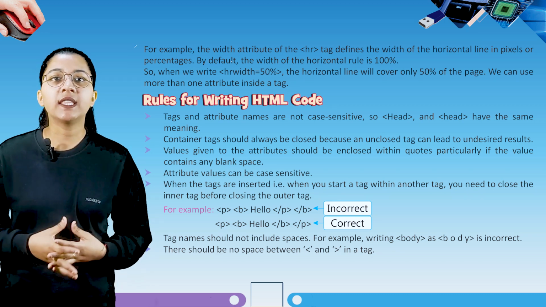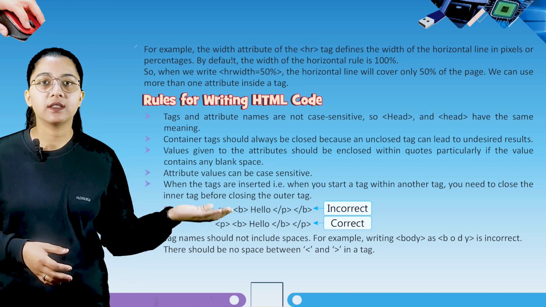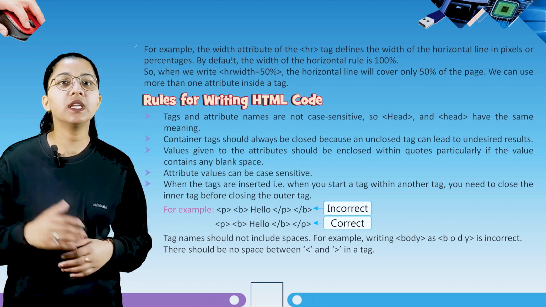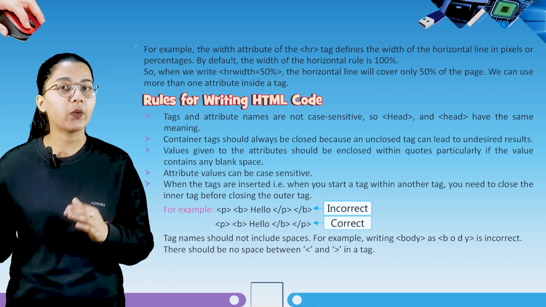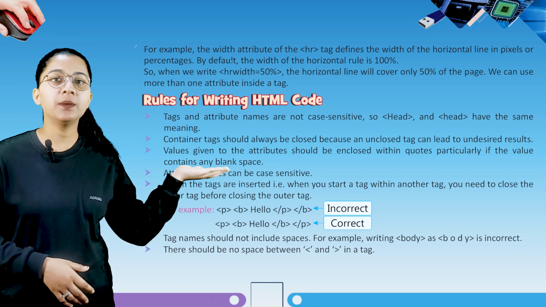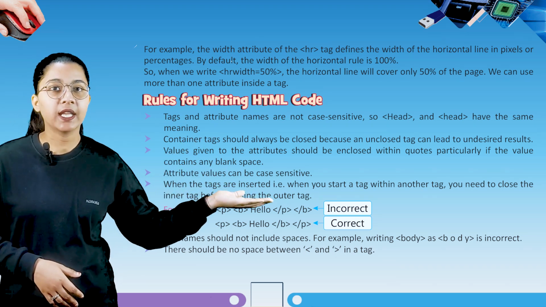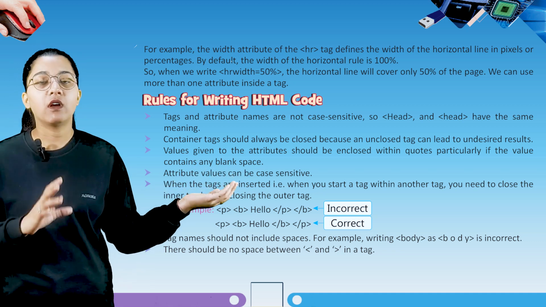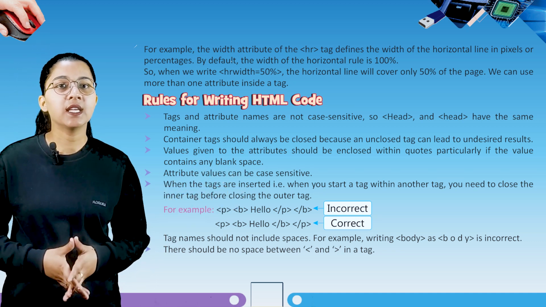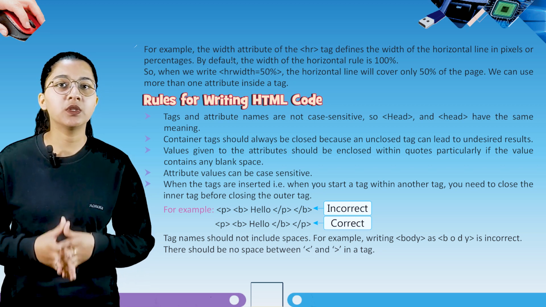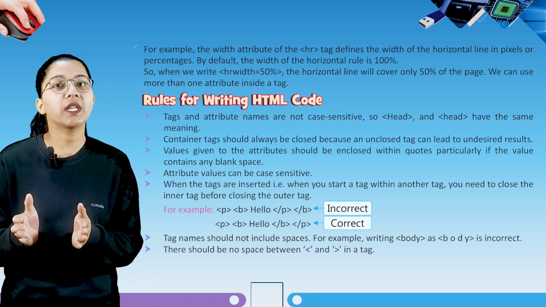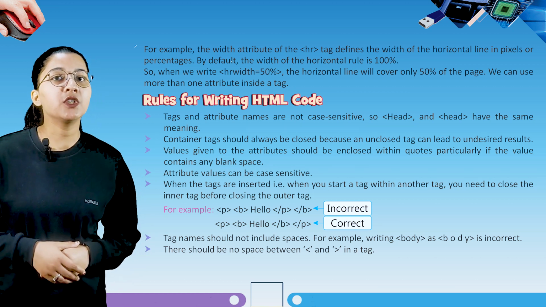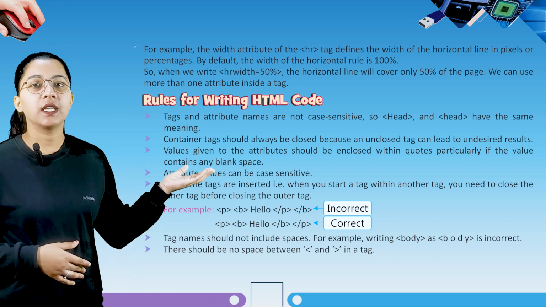Then next, when the tags are nested, that is, when you start a tag within another tag, you need to close the inner tag before closing the outer tag. So for example, this tag is incorrect and the second tag is correct. So this is the example of writing a correct tag. Next is tag name should not include space. For example, writing body as b o d y with a space is incorrect. Next and last, there should be no space between in a tag.